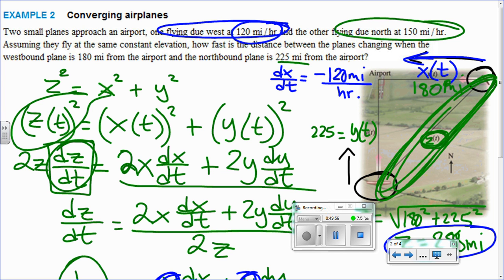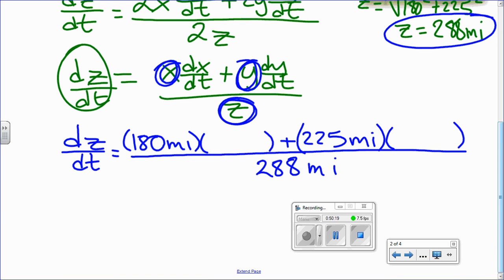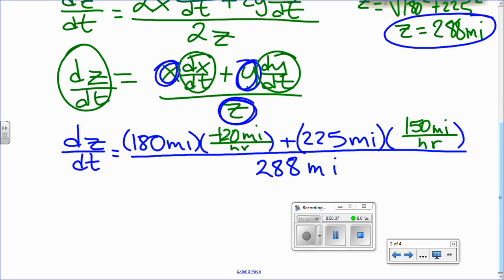And if we look at the plane that is flying due north, they're telling us how fast y is changing with respect to time. And that is going to be positive because it's going north. And that will be 150 miles per hour. So those are the numbers that I'm going to use over here. For dy dt, that's positive 150 miles per hour. And for dx dt, that was negative 120 miles per hour.